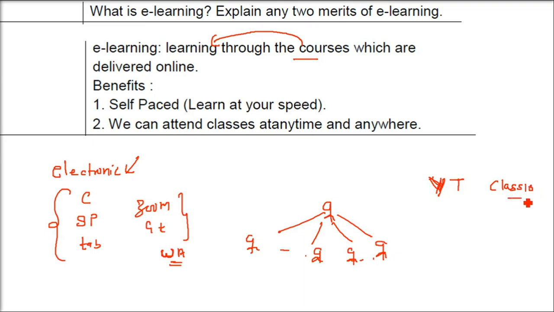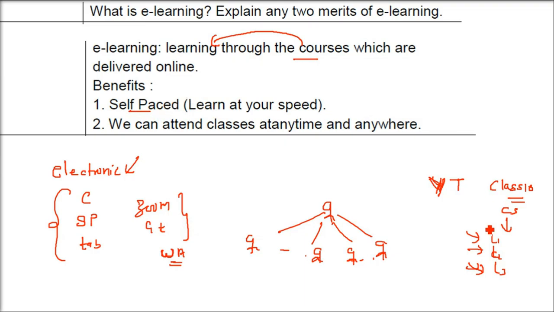Say in class 10th you have the computer science subject and there is a course. If I made a course with a number of lectures, I just upload it on the internet: lecture 1, lecture 2, lecture 3 of different chapters. Now anyone can see this topic anytime. They can ask questions through comments and they can discuss. So e-learning is learning through courses which are delivered online on the internet.